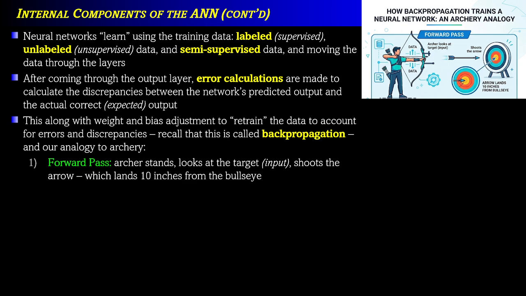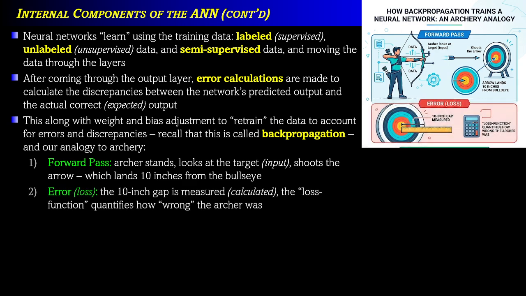It's our forward pass. So now we take the arrow and calculate how far away from the bullseye it landed. So we notice there's a 10-inch gap. This is our error. This is our loss function. We calculate and measure the distance we were off from our target. That loss function will quantify, put a value to how wrong we actually were, or in this case, how far off the archer was.